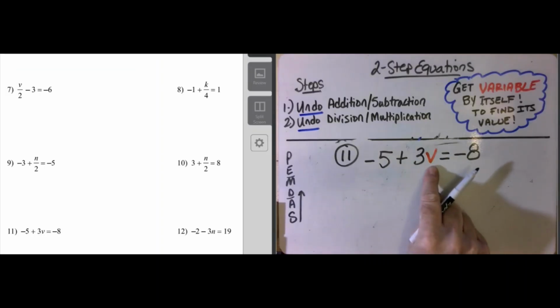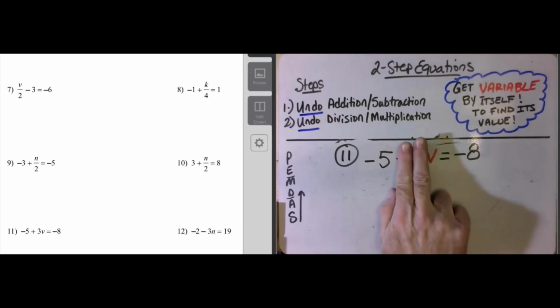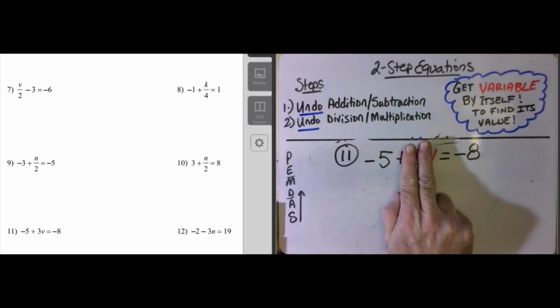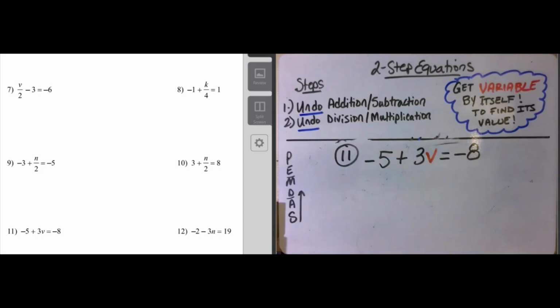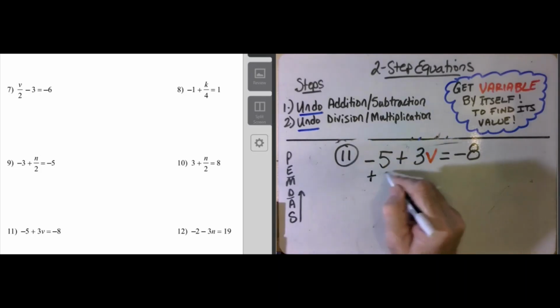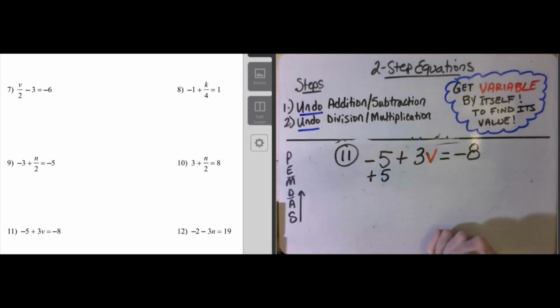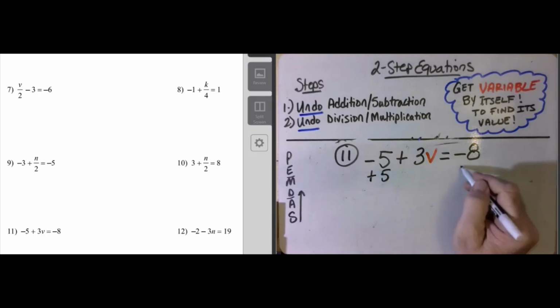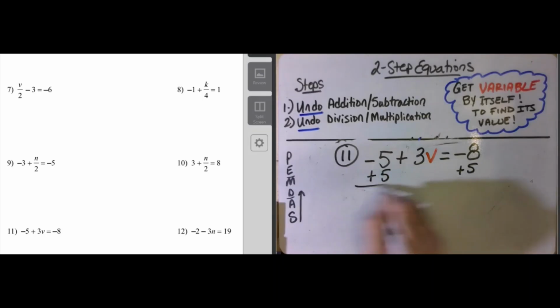Variable is v. The variable term is 3v, right? They're multiplying there, so we're not going to do that first. We're going to do that second. What's on that side of the equal sign that we need to move over? They're subtracting 5 from that term. So we're going to do the opposite. We're going to add. So let's add 5 to one side. Whatever you do to one side, you need to do to the other.